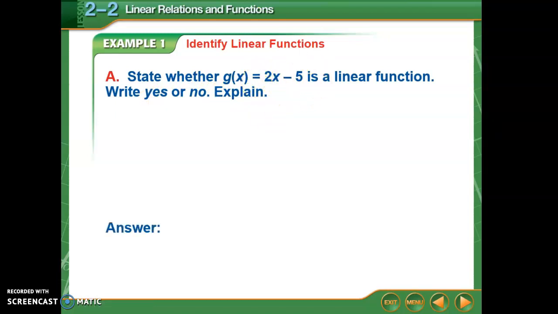You can also apply your knowledge from the past of the equation of the line, y equals mx plus b. Here, if you take a look at 2x minus 5, your m, which is your slope, is 2, and your y-intercept is negative 5. So you can also use that. Is this a yes or a no?